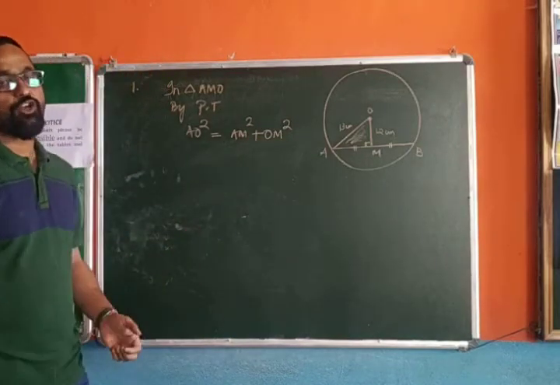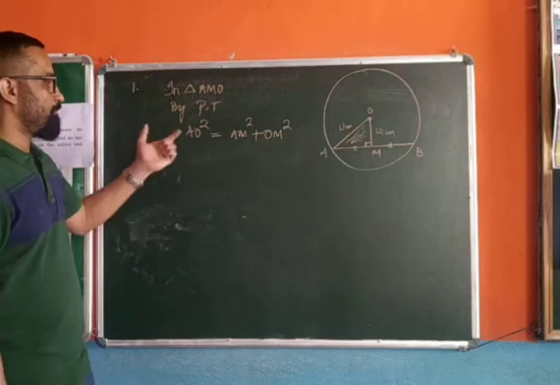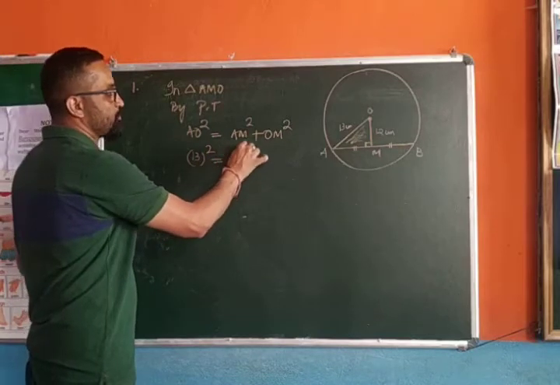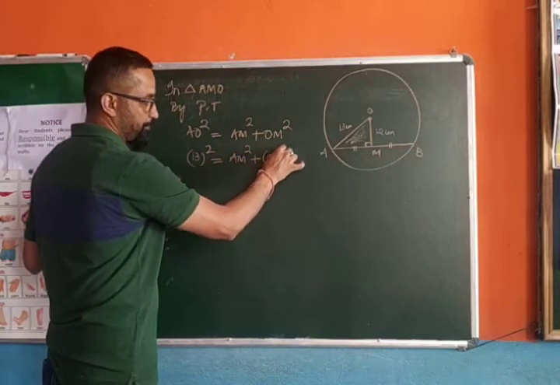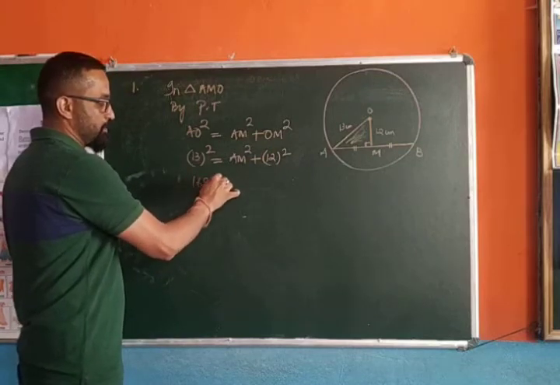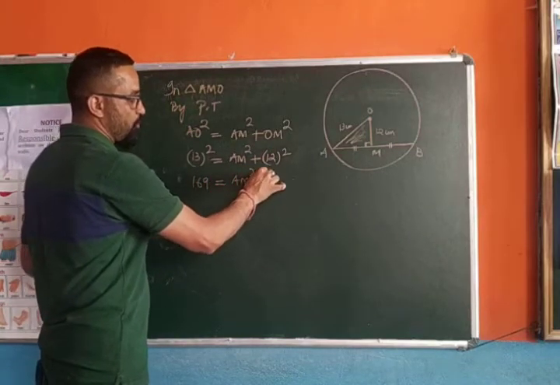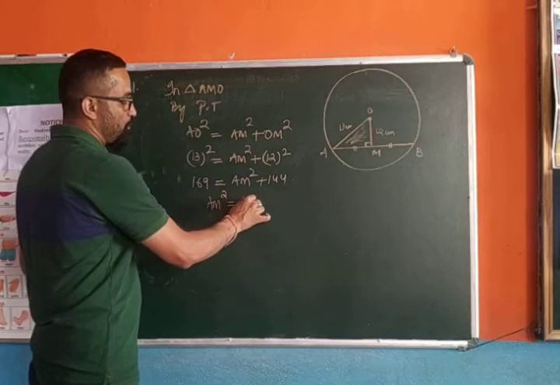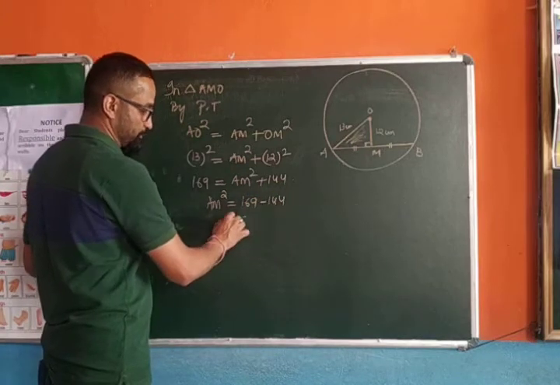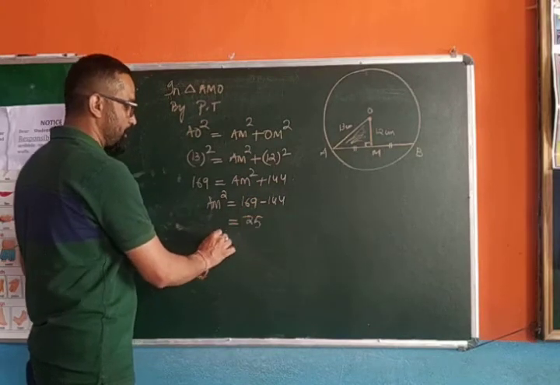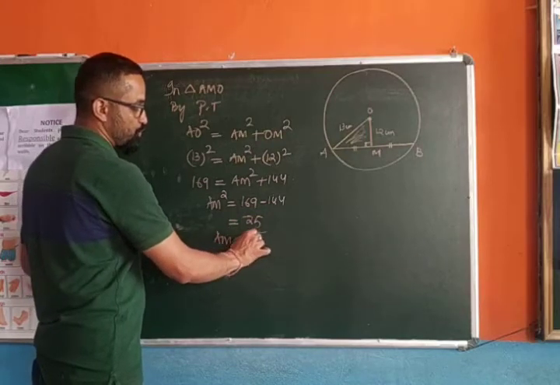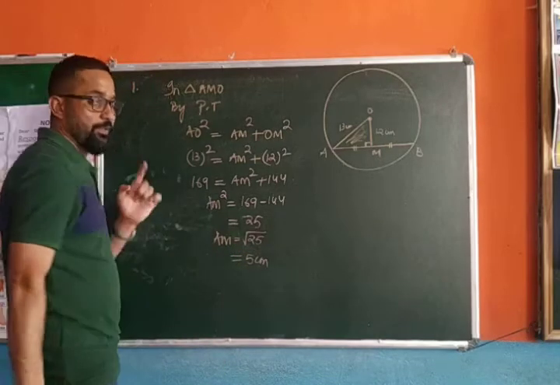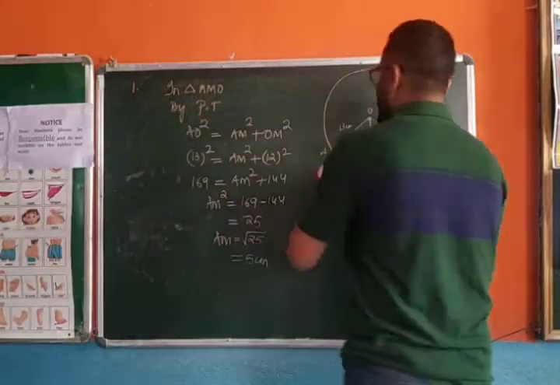Once you write the Pythagoras theorem, use the values to calculate 13 square. We do not know AM square, that is 12 square. 169 is equal to AM square plus 144. Make AM square the subject of formula. 169 minus 144, which is equals to 25. AM is equal to root 25. Square root of 25 is 5 centimeter. You cannot take length of the chord as negative.